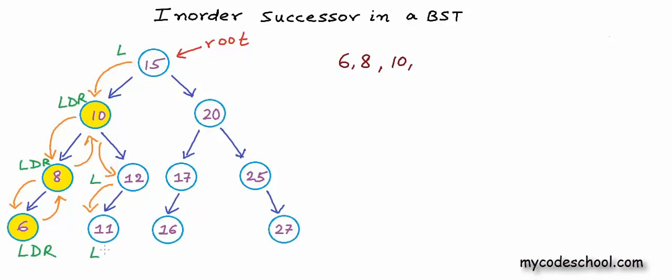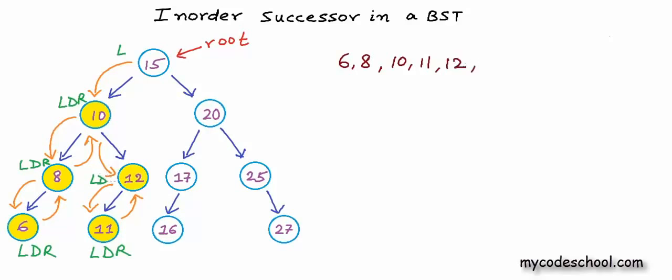There's nothing in left, so we can simply say that left is done, and we can print the data, that is, visit this node. So in-order successor of 10 is 11. Now for node with value 11, there's nothing in right, so we will go back to its parent, and now we can visit this guy.